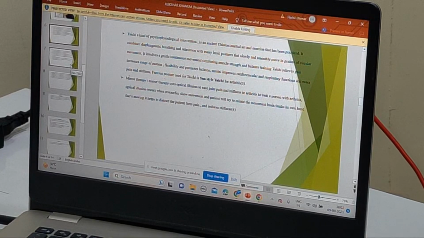As it is a very slow technique, people will perceive less pain. It involves a gentle, continuous movement combining muscle strength and balance training. Tai Chi relieves pain, increases range of motion and flexibility, and promotes balance, mental health, and cardiovascular and respiratory functions. All these things will improve the pain and stiffness, and the famous style for arthritis in Tai Chi is Sun style Tai Chi, which we saw in the previous picture. Can I have the previous slide?